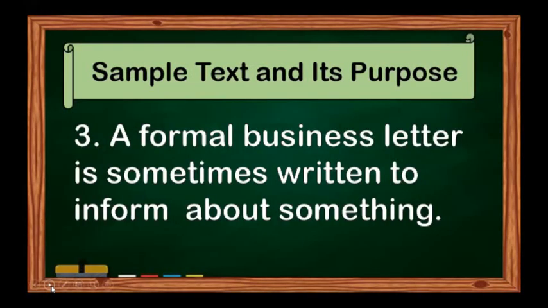Next, the third example is a formal business letter. It is written to inform about something. For example, you receive a letter telling you what the meeting is all about, when and where the meeting will take place, and who is supposed to attend that meeting. We consider that as an informative text.